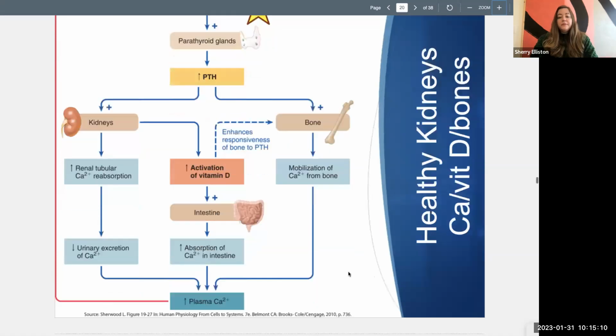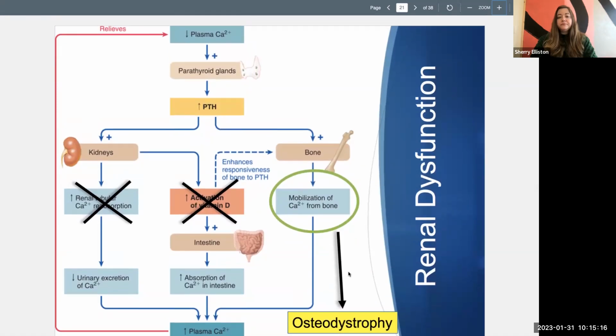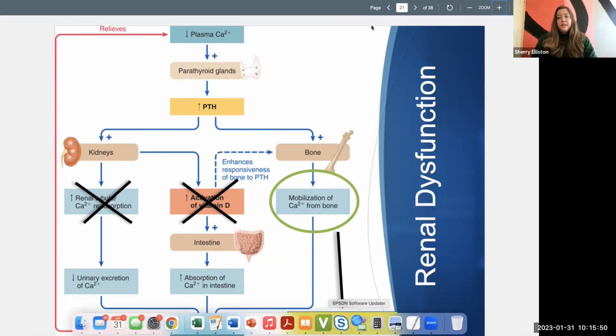Okay, so let's talk about what happens in renal dysfunction. Calcium plasma levels drop. The parathyroid glands secrete more parathyroid hormone. Does this happen in any particular order? Good question. I like to think of it more as a cascade of events. They're sort of occurring at a very similar rate.